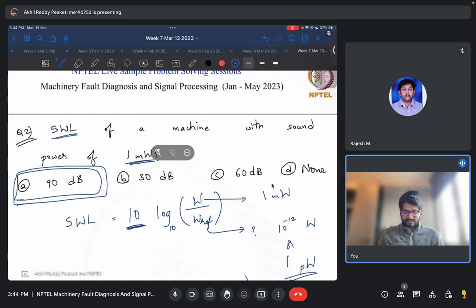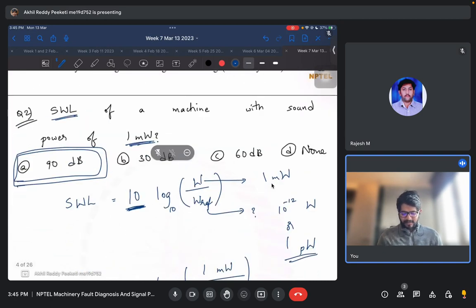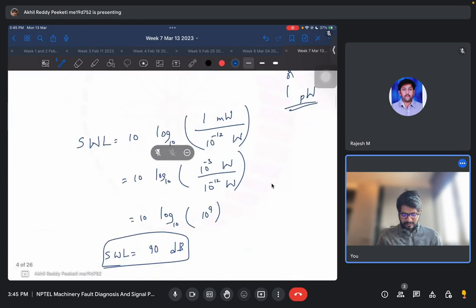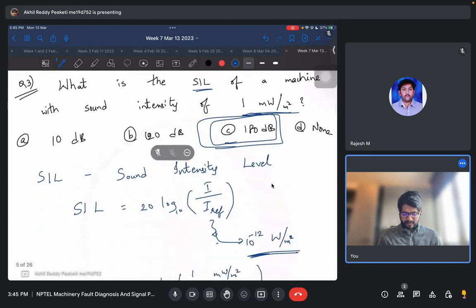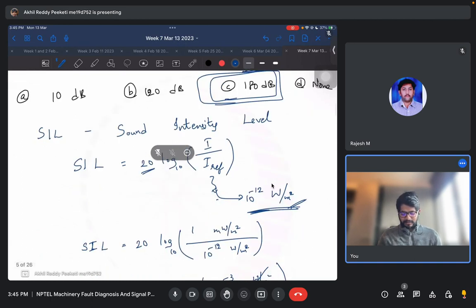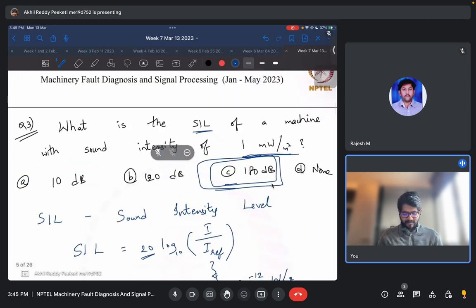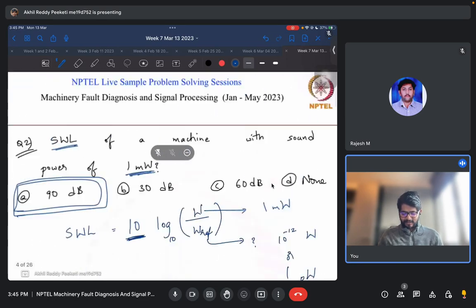Next we looked at sound power level, which is SWL. So here it is 10 log10 of W by Wref, Wref being 10 power minus 12 watt, and the difference is here it is 10 times, not 20 times, and we calculated the SWL for a 1 milliwatt source, which turned out to be around 90 decibels. And similarly there is one more measure, which is called the sound intensity level. That again is in terms of 20 log10 of I by Iref, and the reference intensity is 10 power minus 12 watt per meter square. In SIL we calculated for 1 milliwatt per meter square, which again came out to be around 180 decibels. Okay, so this is SPL, SWL and SIL.